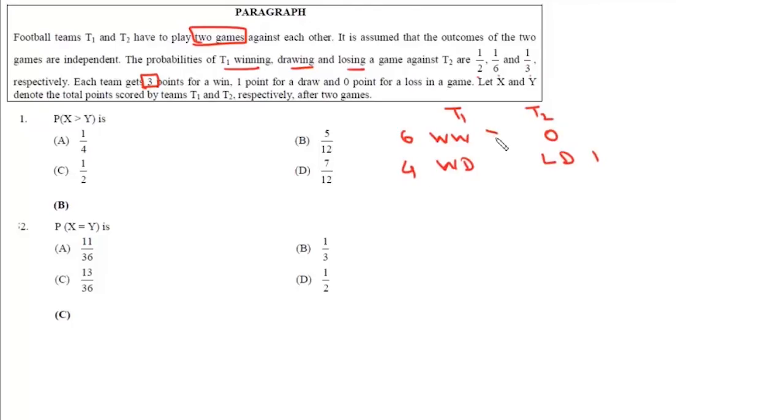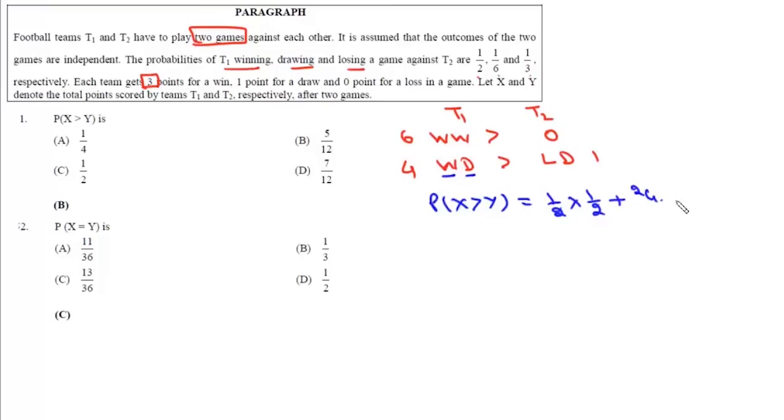So in both the cases, X is greater than Y, and these are the only 2 cases possible. Now we'll calculate this probability X is greater than Y. Now if it is 2 wins, then it will be 1/2 into 1/2, plus now a win and a draw. Now which one is a win?